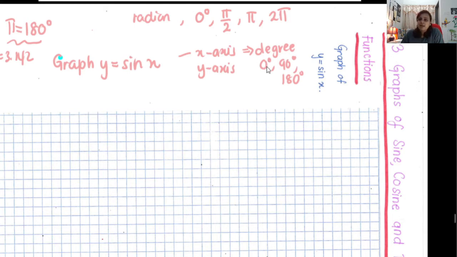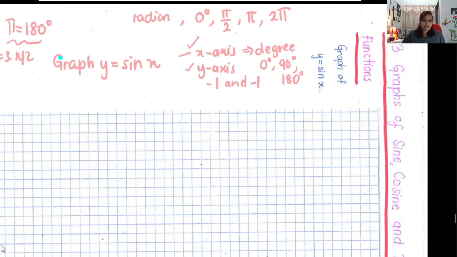Now the x-axis and y-axis. The y-axis will be the values. Values are very simple. Usually it's only 1 and -1. These are the basics you need to know before we draw the sine graph. Now let's get into drawing.